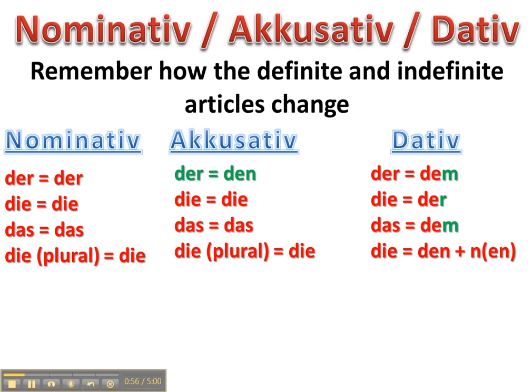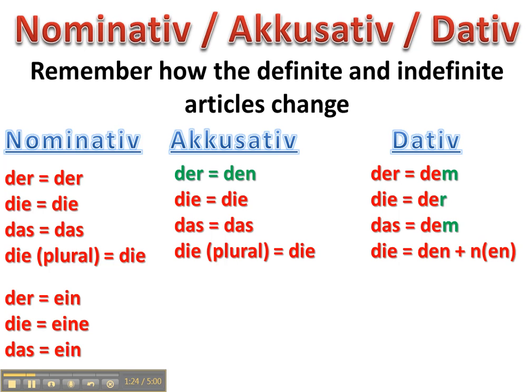Okay, so remember from the nominative to the accusative to the dative, how the definite articles change. So in the nominative, der, die, and das will change to der, to den. Die and das will stay the same. Die, the plural, will also stay the same. And then dative, you have der and das going to dem, die to der, and the dative plural changes from die to den plus an n or en added on to the noun following.